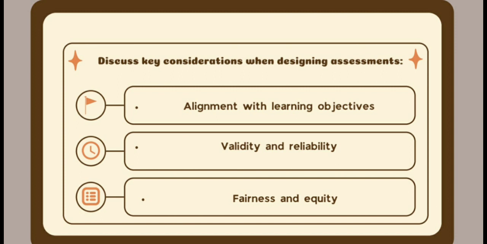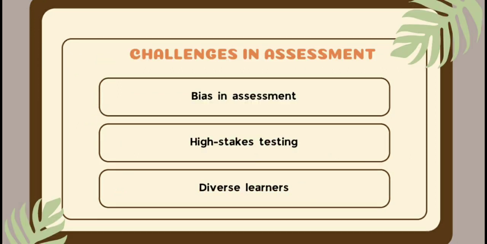So in summary, assessment design should prioritize alignment with learning objectives and ensure validity and reliability, and also promote fairness and equity to create a meaningful evaluation process. These considerations enhance the accuracy and value of assessment in educational contexts.